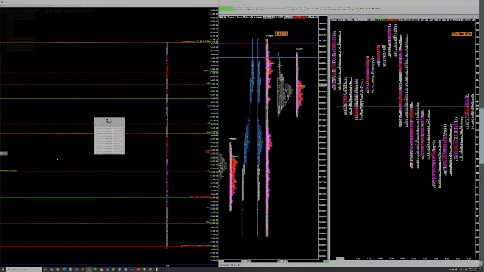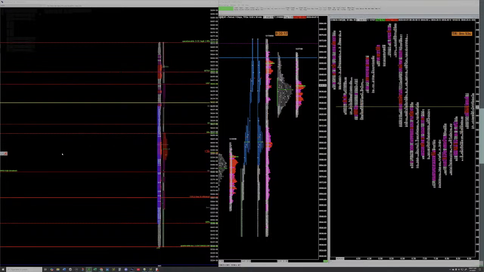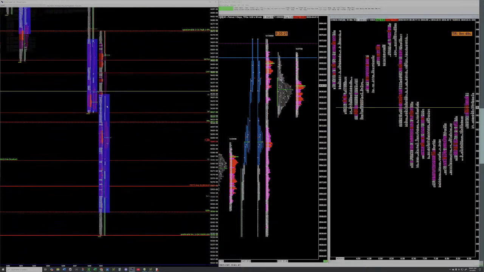What happens after short covering and, right, the distributions here. Very elongated market to the upside.